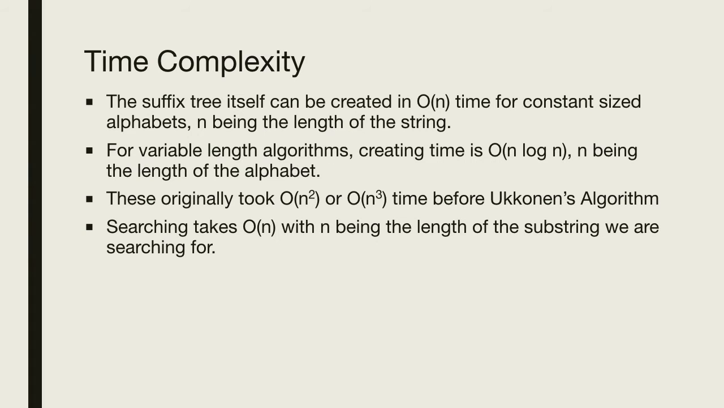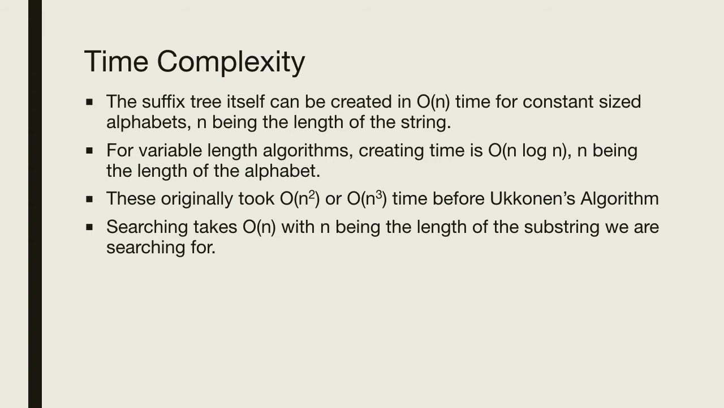The time that it takes to create a suffix tree is dependent upon the size of the alphabet. If the alphabet is constant sized, the creation time will be linear, since Ukkonen's algorithm allows for constant insertion time. If the alphabet is a variable length, the creation time will be n log n. Before Ukkonen's algorithm, creation time was n squared or even n cubed.